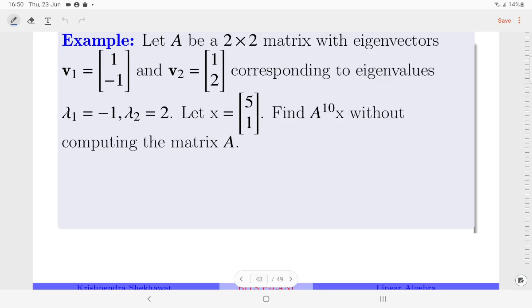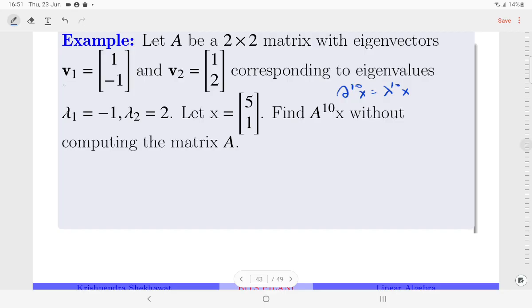So, a very interesting question. It says that let A be a 2 cross 2 matrix with the eigenvectors v1, v2 and eigenvalues lambda 1, lambda 2. x is any other vector. You need to find A raised to the power 10 x. The first thing is, you cannot write A raised to the power 10 x as some lambda raised to the power 10 x, because it is not known that x is an eigenvector, and if by chance it is an eigenvector, you do not know what the eigenvalue is. Now how do we approach this problem?